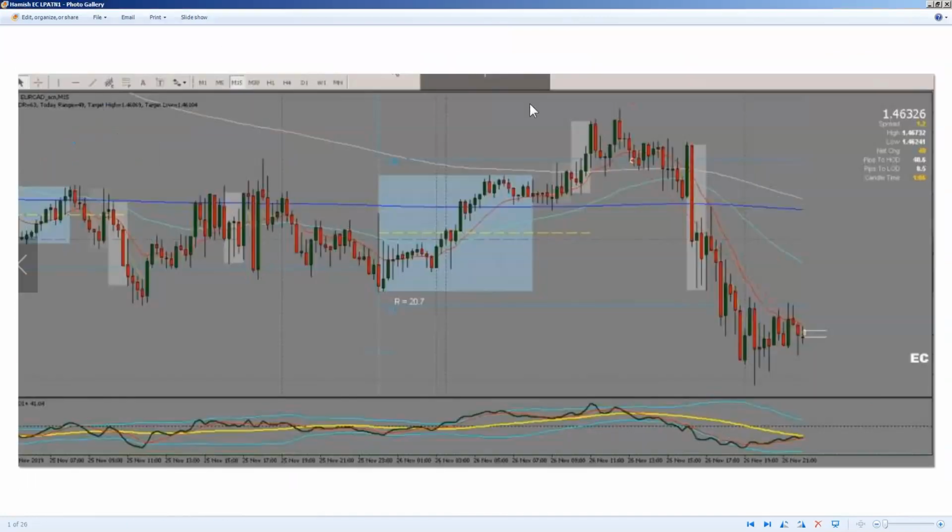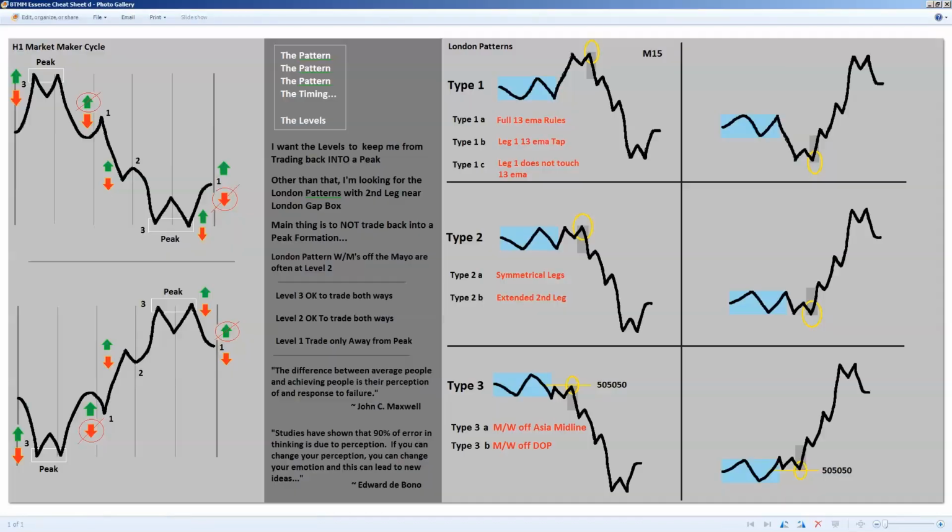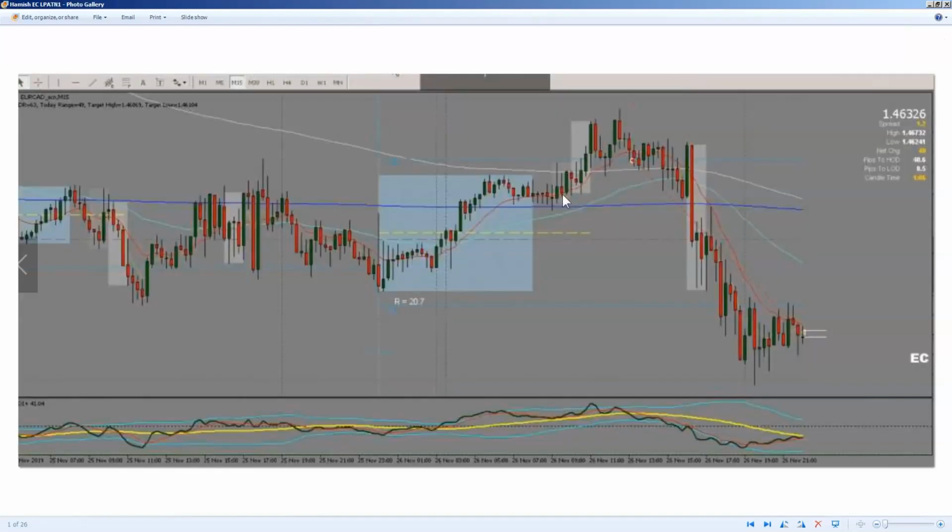And this gentleman is here, Hamish. I hope I pronounced your name correctly, but he took a perfect entry on this. Basically the close below the catch up. This was one of our type 1Bs, right? It'd be this one. Leg 13 EMA tap, so it's a type 1B. What it did is it went above the 13 EMA, came back and tapped the 13 EMA, did not close below it, and then closed back above it again, and then it closed below the 13. So that was a technically accurate entry on your part, sir, and your stop loss was in a perfect configuration.